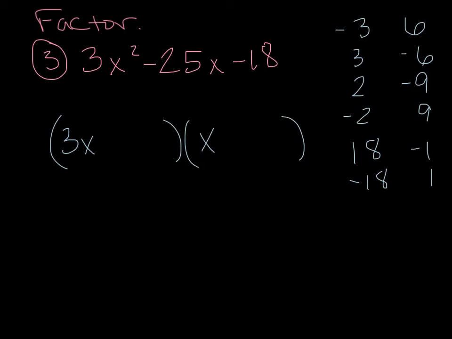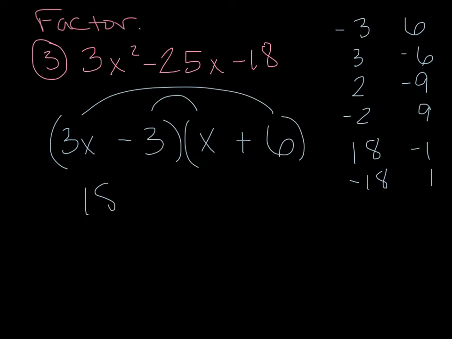So we have negative 3 and positive 6. If I plug in negative 3 and positive 6, we have the first two. We just have to check the middle terms and the outside terms. 3x times 6 is 18x, and then negative 3 times x is negative 3x. Well, 18x and negative 3x gives me 15x. So we know it's not that. Those numbers don't work. Okay, so now we've got to try again.